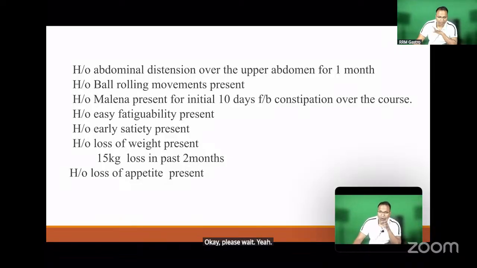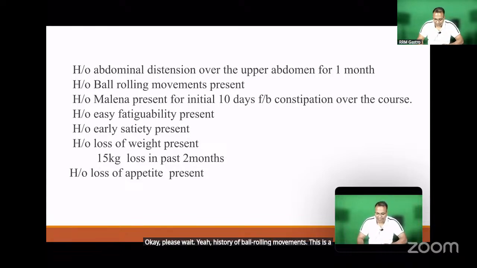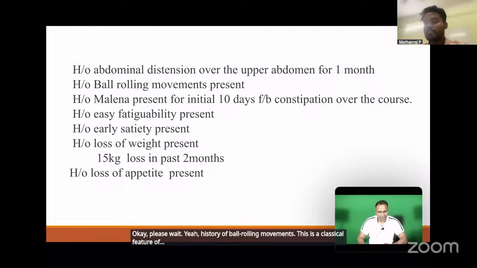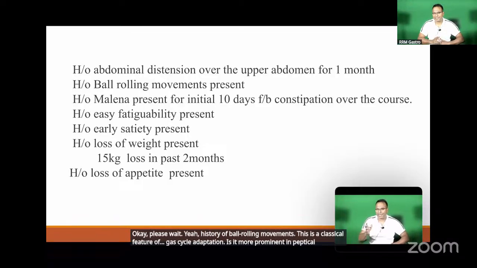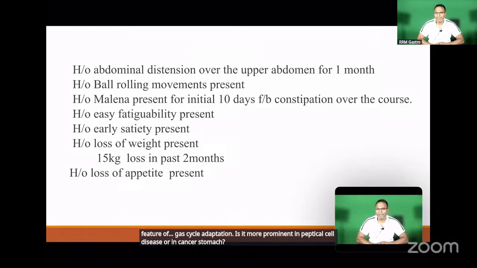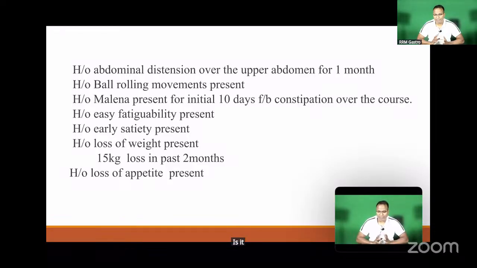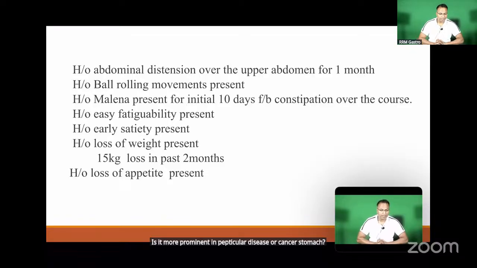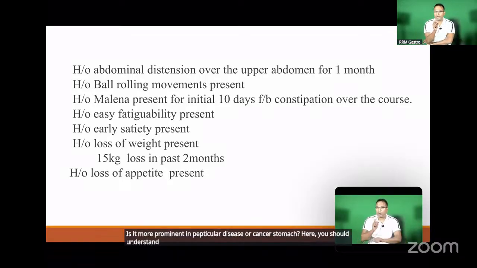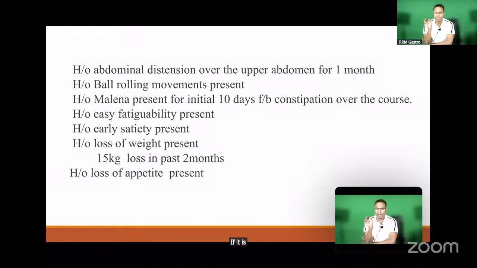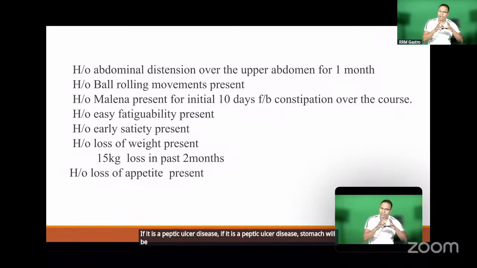History of ball rolling movements. This is a classical feature of gastric outlet obstruction. Is it more prominent in peptic ulcer disease or in cancer stomach? Here you should understand one important point. If it is a peptic ulcer disease, the stomach will be distended to a very big size.